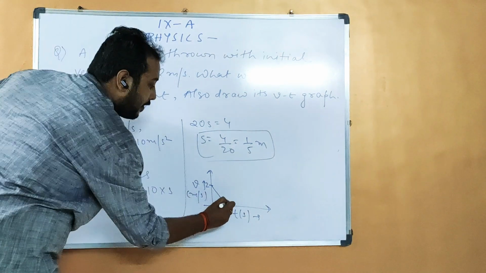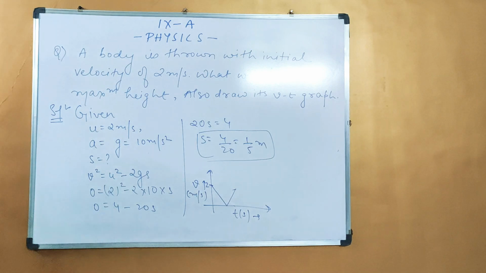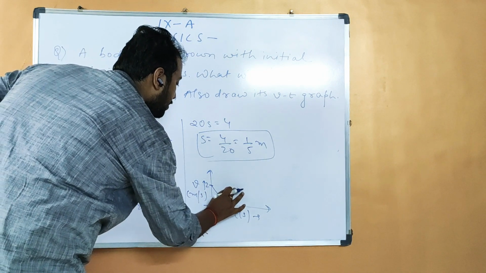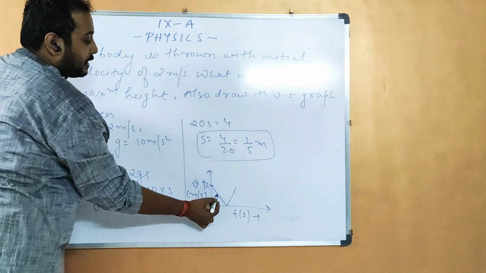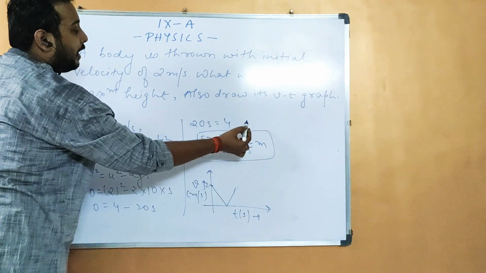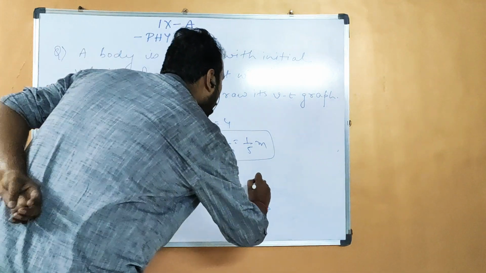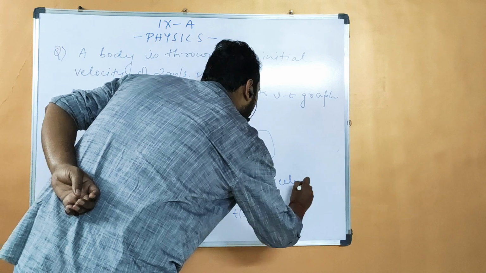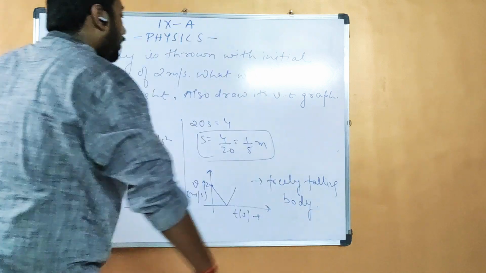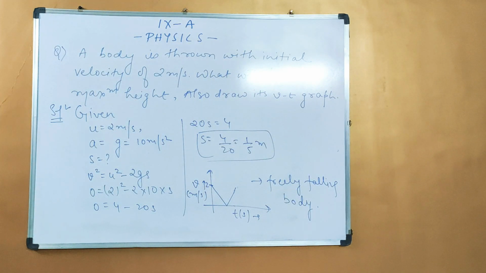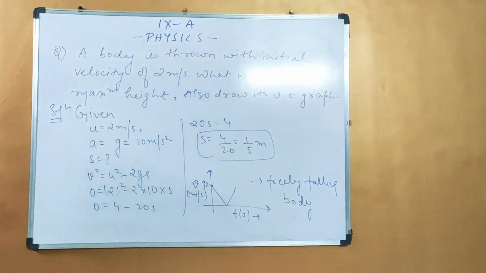From 2 to 0, then again from 0 to 2. This will be the VT graph for this. See, when the ball is thrown upwards, the velocity first decreases to 0 and then increases again. Therefore, this will be the VT graph of any freely falling body. So everyone got it? Just understand all these things. Okay? We'll see you in the next class.